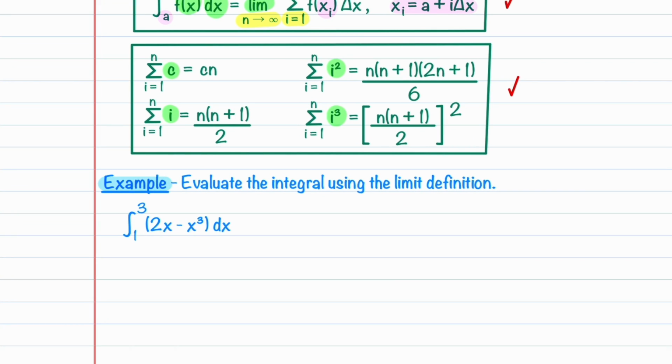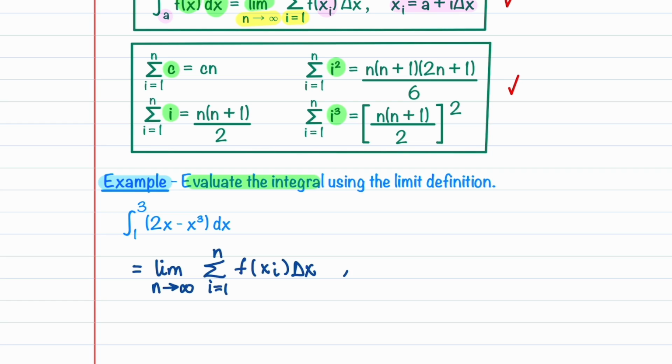Here's the example that we're going to do. We're going to evaluate the integral using the limit definition. The best way to begin is to start out by writing down what the limit definition is. Our integral using our limit definition is the limit n goes to infinity, the sum i goes from 1 to n of f of x sub i times delta x. And let's write down that x sub i is equal to a plus i delta x.